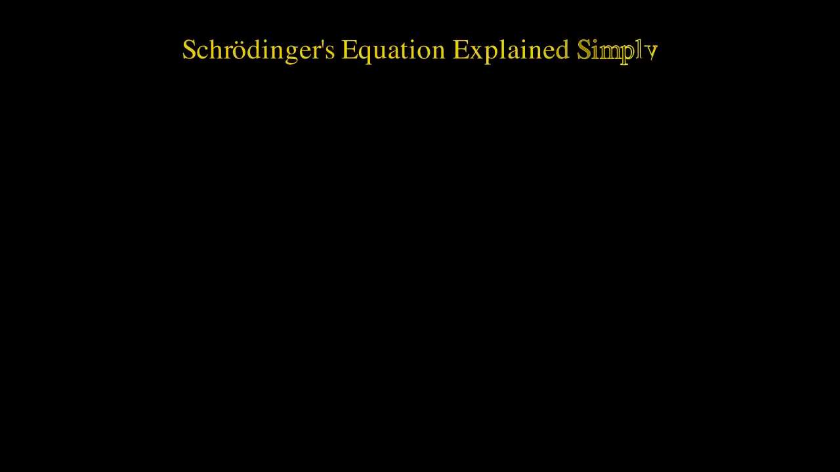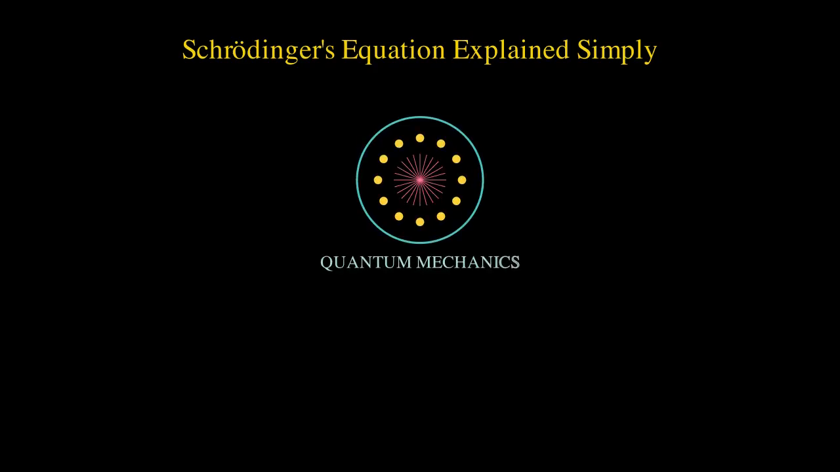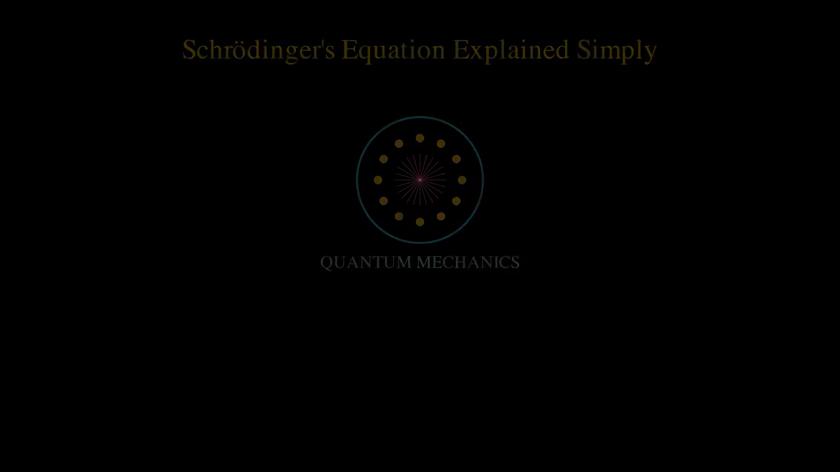Let's demystify one of the most important equations in quantum mechanics, Schrödinger's equation. Schrödinger's equation describes how quantum systems evolve over time, revealing the wave-like nature of matter. Let's start with a time-dependent Schrödinger equation in its simplest form. This is Schrödinger's equation. It looks complex, but we'll break it down piece by piece.